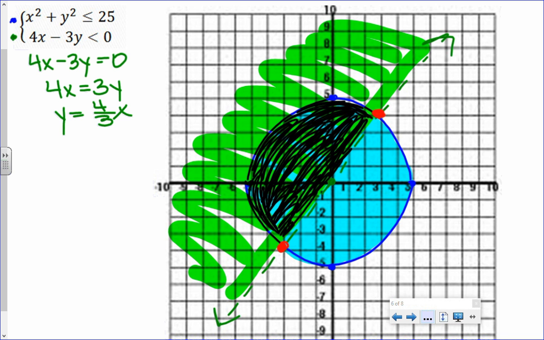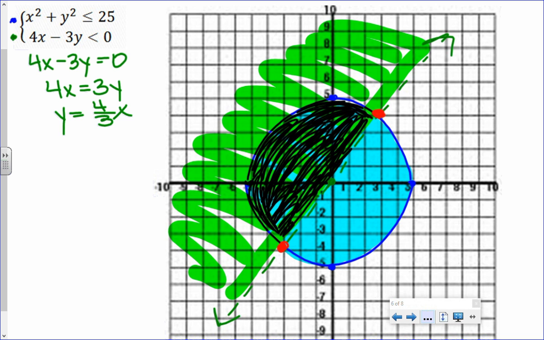I know that when you graph these, you may be able to tell where the intersection points are. If you would like to use your graph to find intersection points, I don't have a problem with that, as long as you verify that they're actually intersection points. How do you verify that? Plug them into the equations.